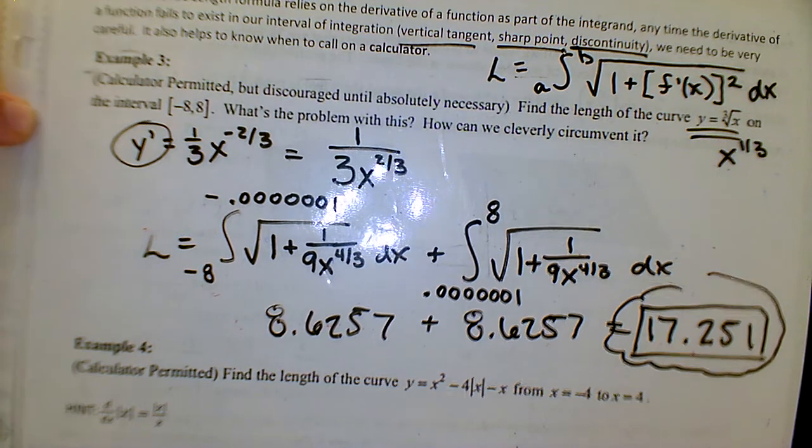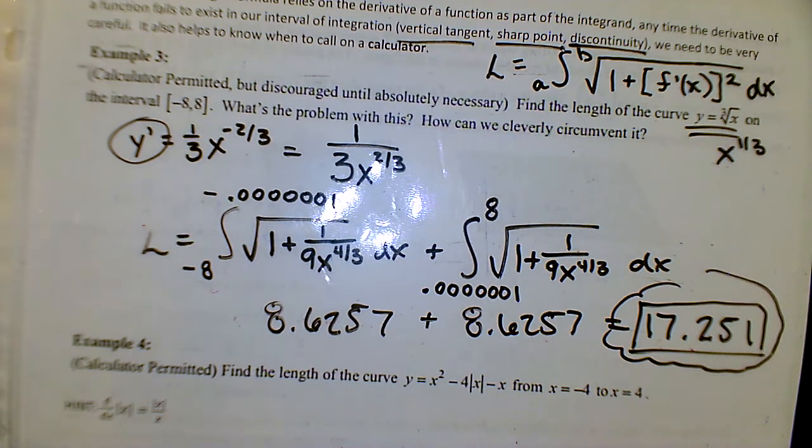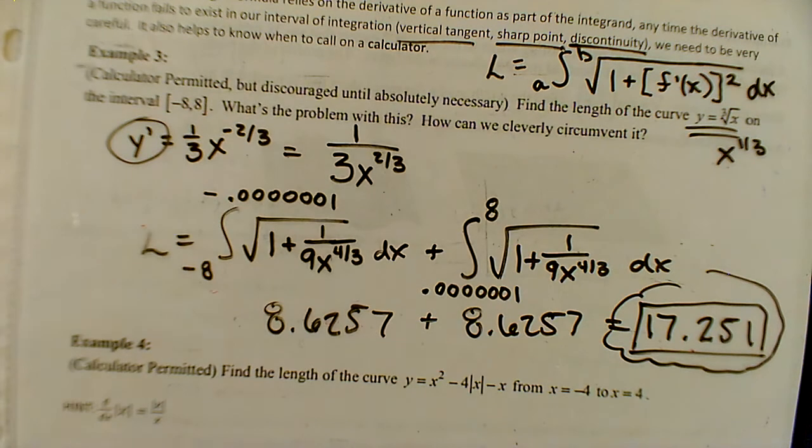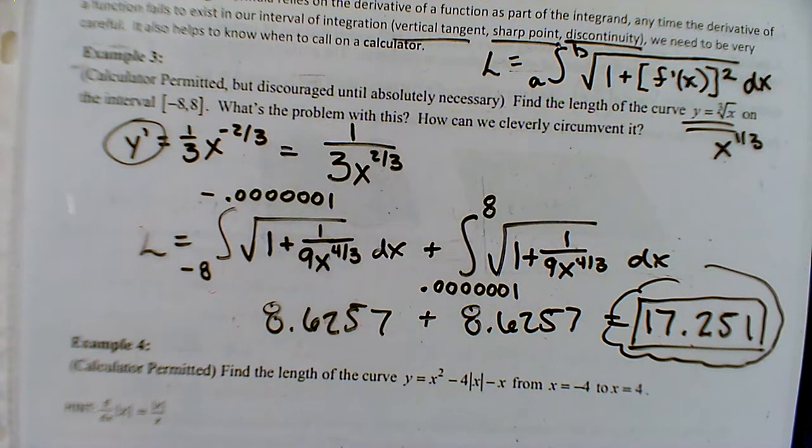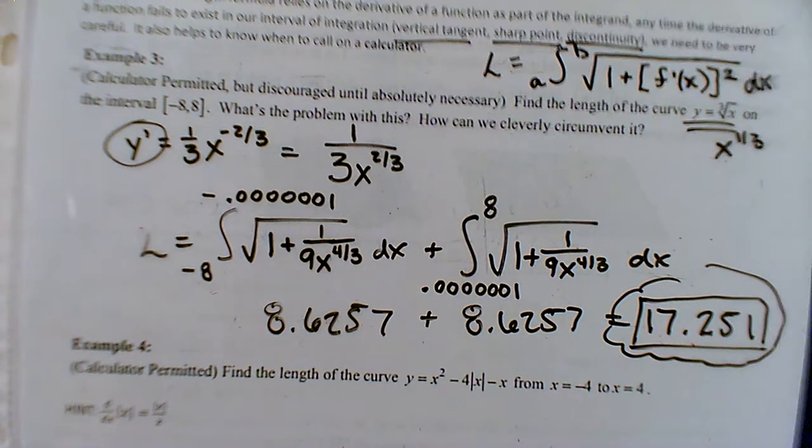Okay, so realize that we could get a little bit more accurate, but for time purposes, we're not going to do that. Does that make sense? Okay. Let's go ahead and check out 4. Find the length of the curve from -4 to +4.